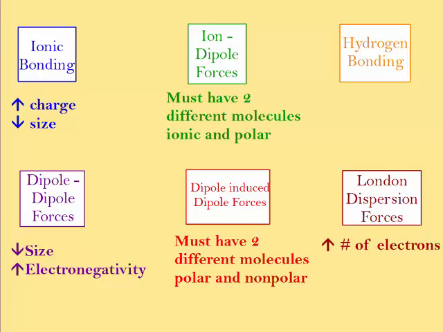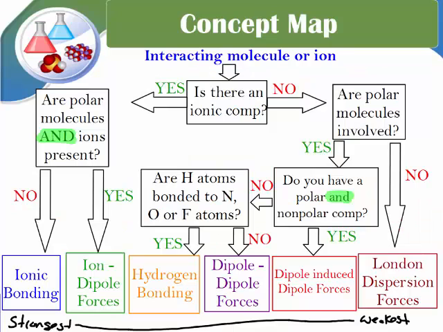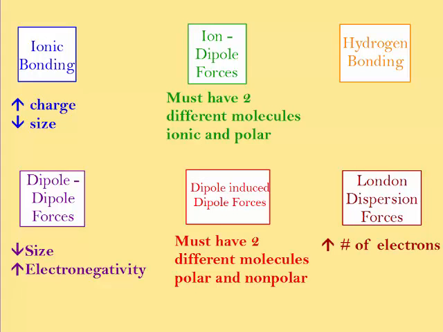Okay, underneath each of these, we're going to go ahead and add some more information so you have it all in one spot. Underneath the ionic bonding box, write higher charge and smaller size. If you're comparing two ionic compounds, you're going to want to look for the one that has the higher charge, and if they have the same charges, you're looking for the smaller size.